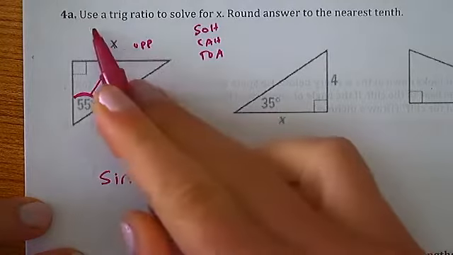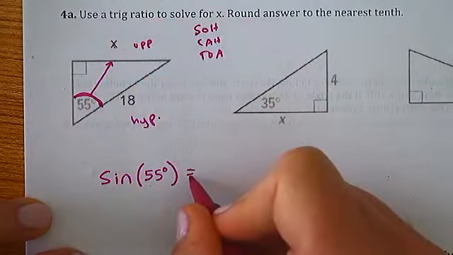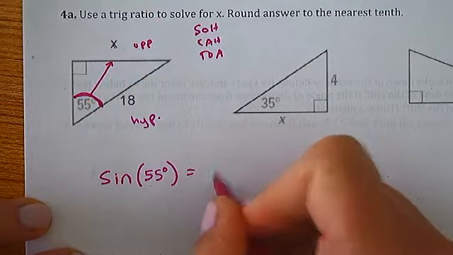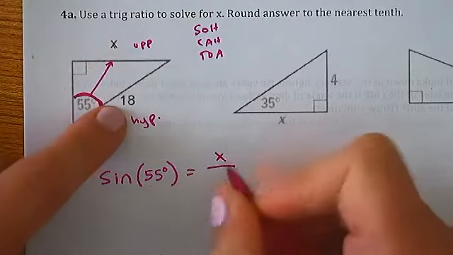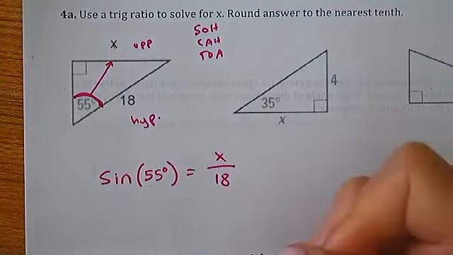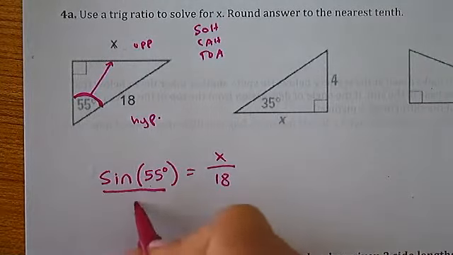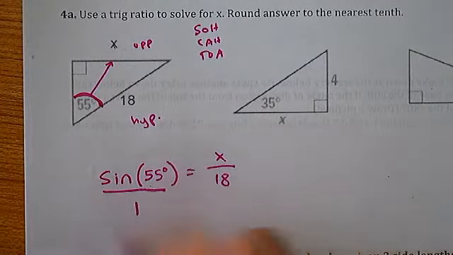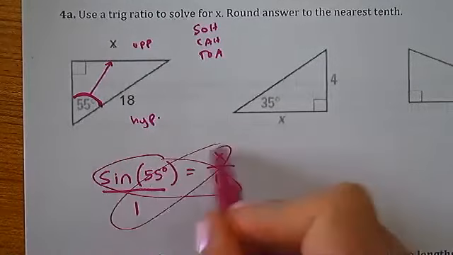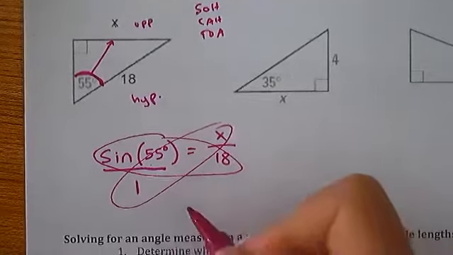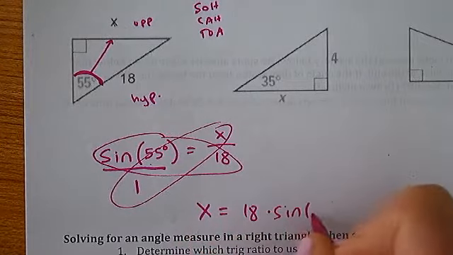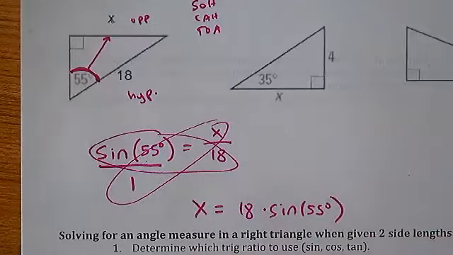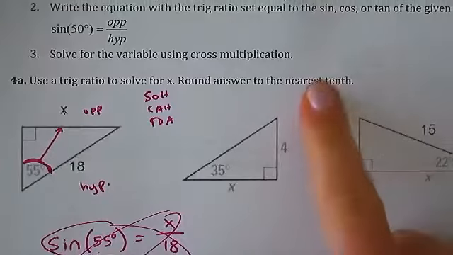Setting up our equation, that's why it says use the trig ratio to solve. So sine of 55 is equal to opposite over hypotenuse. What's my opposite? It's unknown, x, divided by my hypotenuse, 18. Then I like to put this over 1 and see it as a proportion, so I'm going to cross multiply. x times 1 is just x, and this is 18 times sine of 55. Then we can calculate it as a decimal because they want it to the nearest tenth.